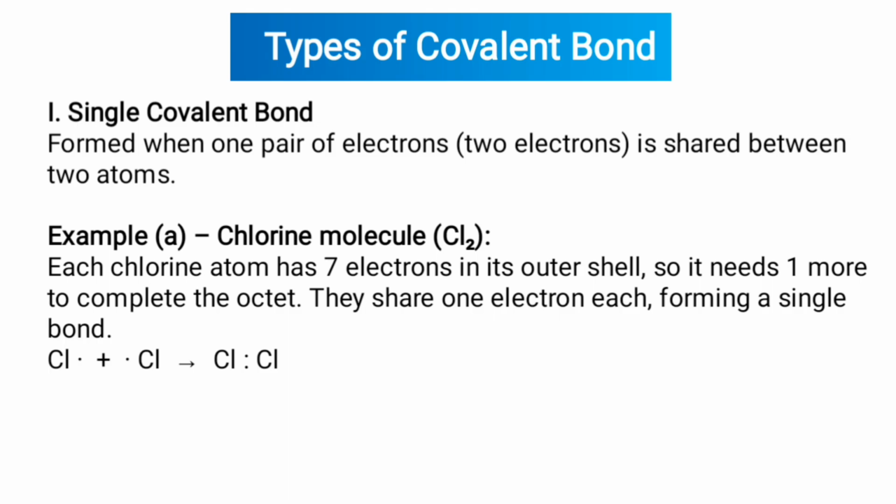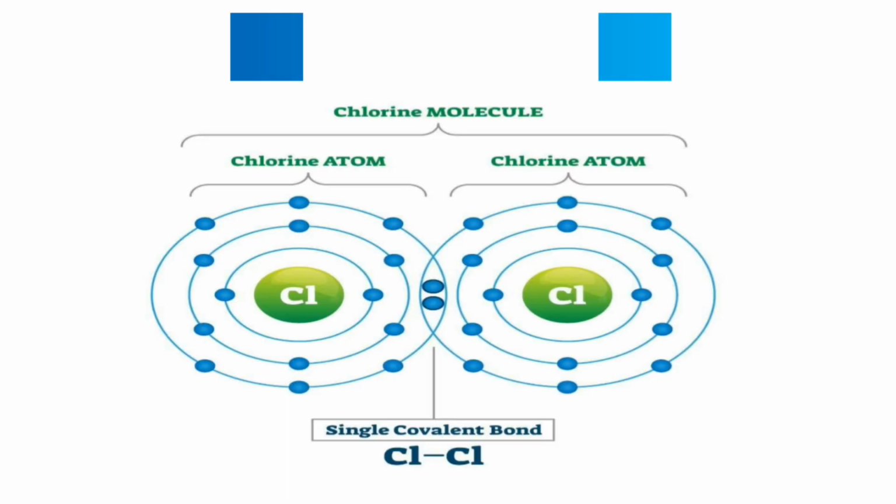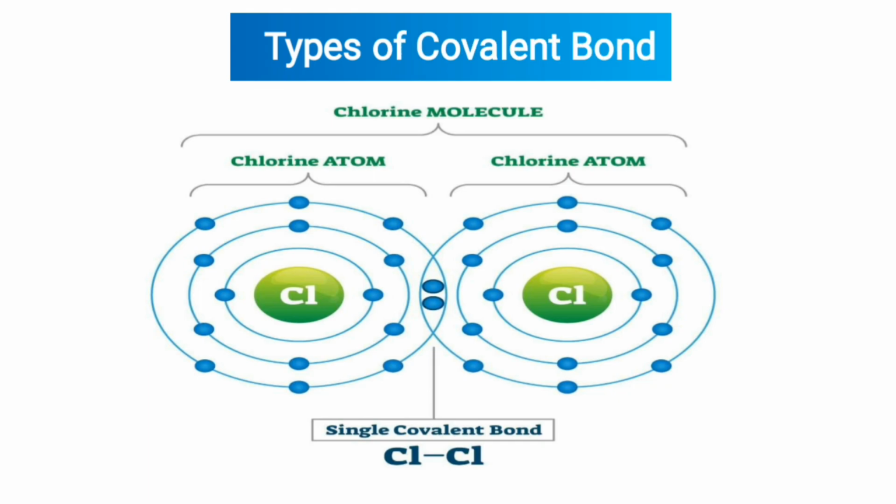Each chlorine atom has 7 electrons in its outer shell, so it needs one more to complete the octet. They share one electron each, forming a single bond. Chlorine plus chlorine forming Cl2. This is the structure of a single covalent bond.